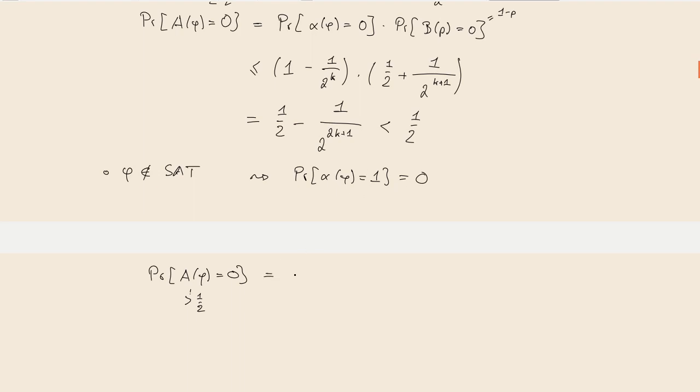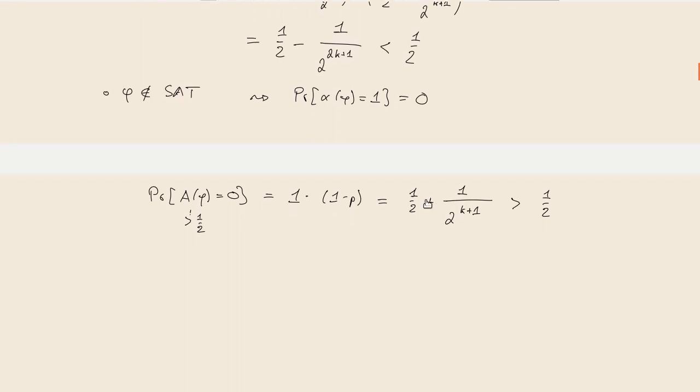Now the counter probability of this is just 1. And the second step to reject because of the coin flip is the same as before. So it's 1 minus p. And well, this is the same as before. It's 1 half plus 2 to the k plus 1, which certainly is greater than 1 half. So in total, we've seen that A is an unbounded error Monte Carlo algorithm for SAT and always runs in poly time.